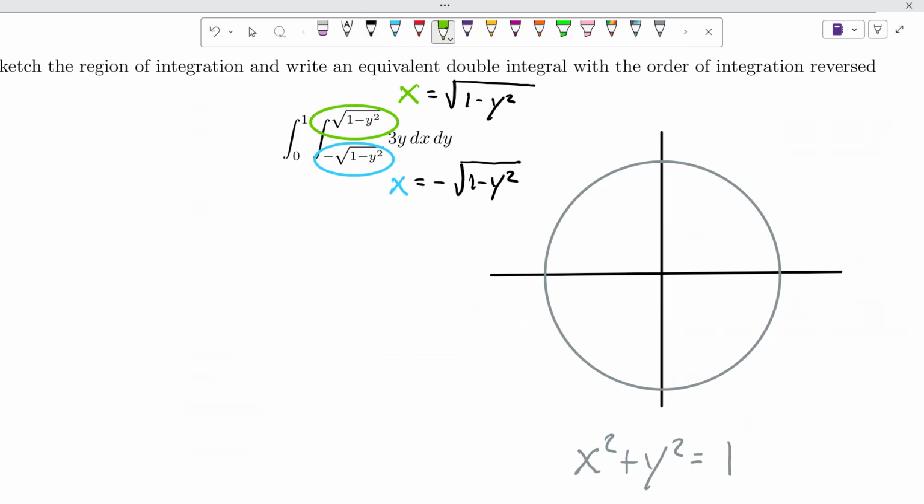So solving that equation back to the traditional equation for a circle, I'm going to square both sides, add the y squared over. That's where I got the x squared plus y squared equals 1. And if I highlight those two half circles, they would be these circles right here.